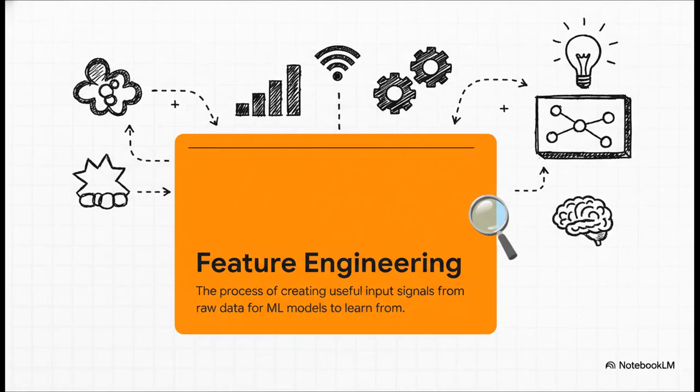Okay, once the data is clean, we move on to feature engineering. This is a surprisingly creative step where you turn that raw data into useful signals, or features, for the model. For instance, instead of just giving the model a date, you might create new features like day of the week or is it a holiday? You're just giving the model better clues to learn from.